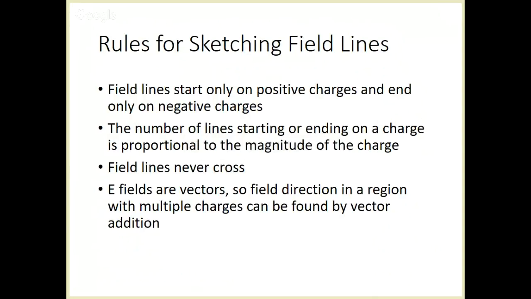Imagine that happening. Here's an electric field line, and here's an electric field line. That would be saying, at this point, my net direction of force is this way and this way. And that doesn't make any sense. While you can feel a couple of force vectors in different directions at once, the electric field line shows you the total force direction. And I can't have a total force direction in two different directions at once. Once again, they're vectors, so the direction in a region can be found by vector addition.